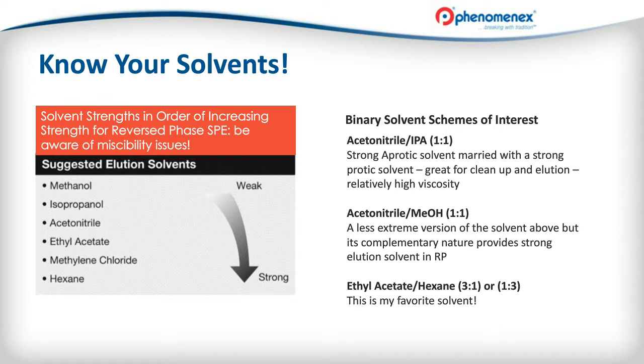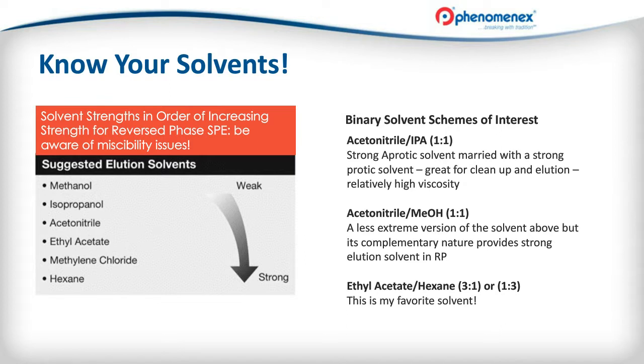There are a couple of good binary solvent schemes that can be very helpful for elution or wash steps, for example. Acetonitrile and IPA is a very strong mixture for reverse phase interaction. You have a relatively strong aprotic solvent in acetonitrile, and a relatively strong protic solvent in IPA. Together, these function as a very good cleanup step for plasma samples, or as a good elution solvent for a traditional reverse phase SPE.